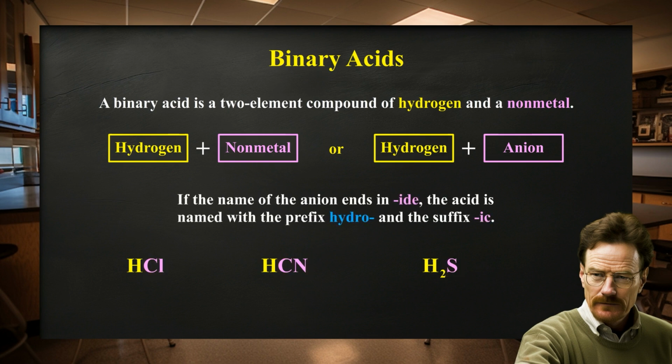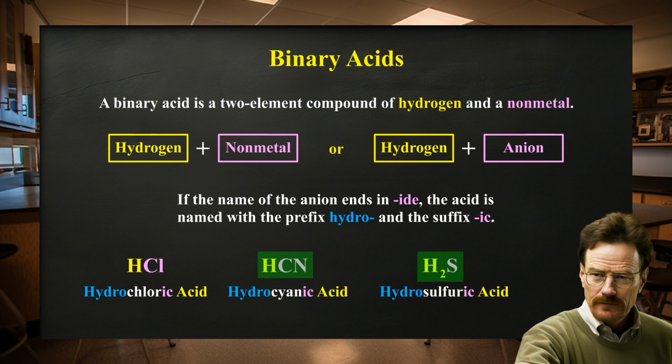If the name of the anion ends in "ide," the acid is named with the prefix hydro and the suffix "ic." For example, when gaseous HCl is dissolved in water, it forms hydrochloric acid. Similarly, HCN and H2S dissolved in water are called hydrocyanic and hydrosulfuric acid, respectively.